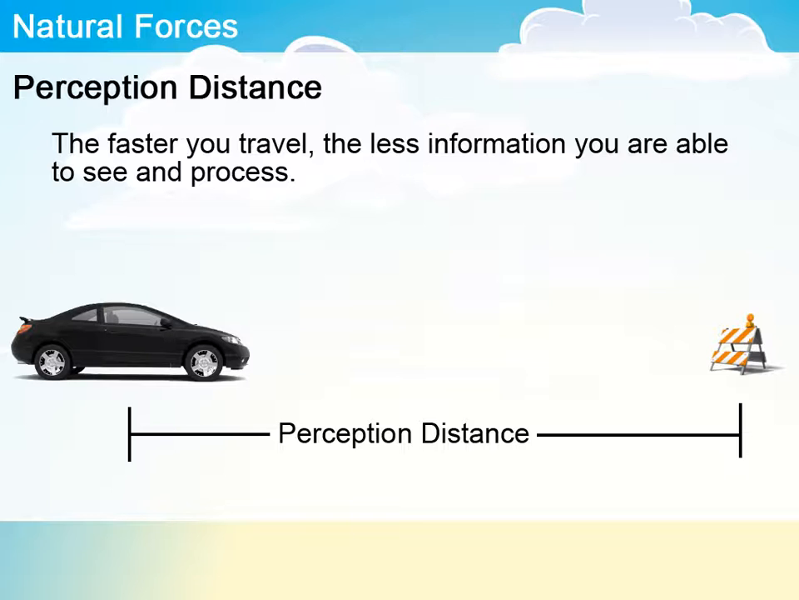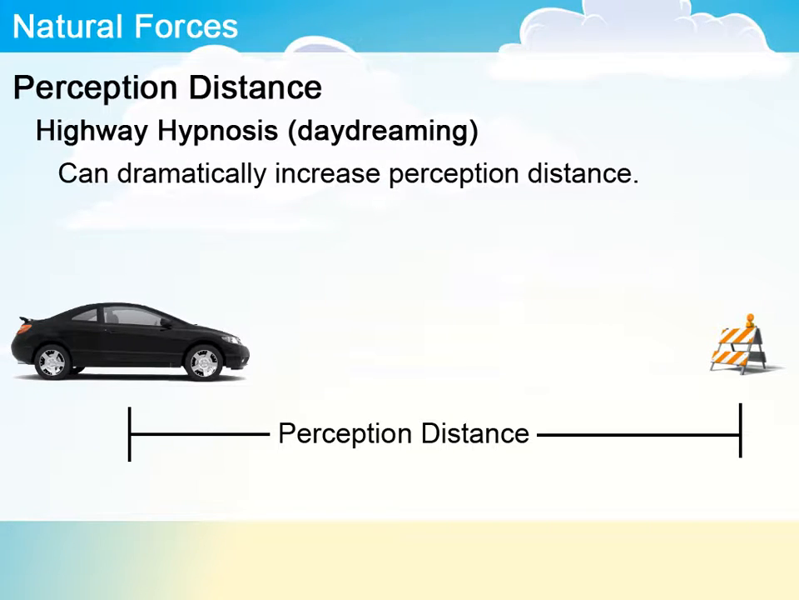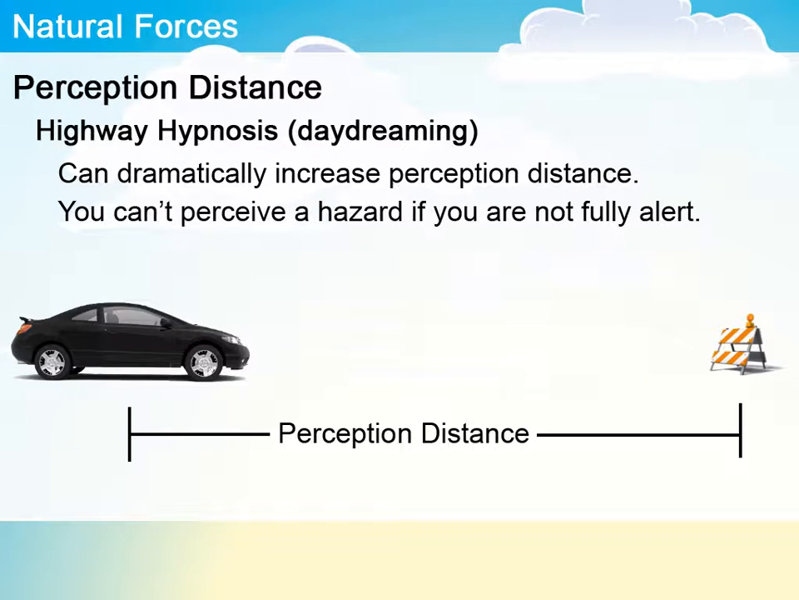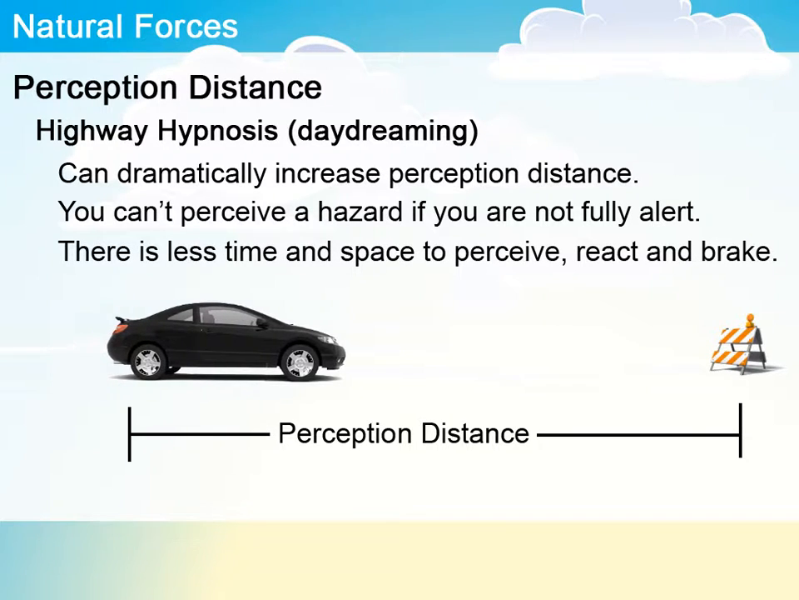The faster you travel, the less information you are able to see and process. Highway hypnosis or daydreaming can dramatically increase perception distance. You can't perceive a hazard if you're not fully alert, so when you snap out of the daydream or drowsiness, there is less time and space to perceive, react, and brake.